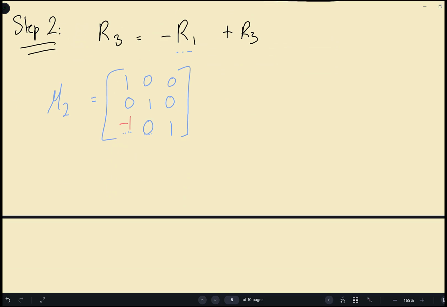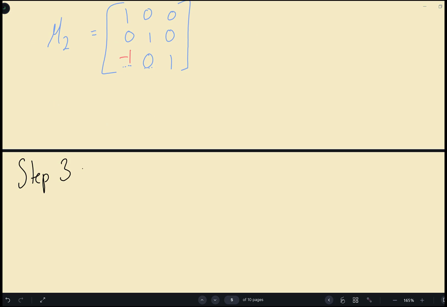And then step 3, we're going to have row 3 equals row 2 plus row 3. And in terms of an elementary matrix, this is going to be M3 because this is our third step. What we're going to start with is the identity matrix with zeros here. And in this case, we're modifying row 3. So the first 2 rows are still the same as the identity matrix.